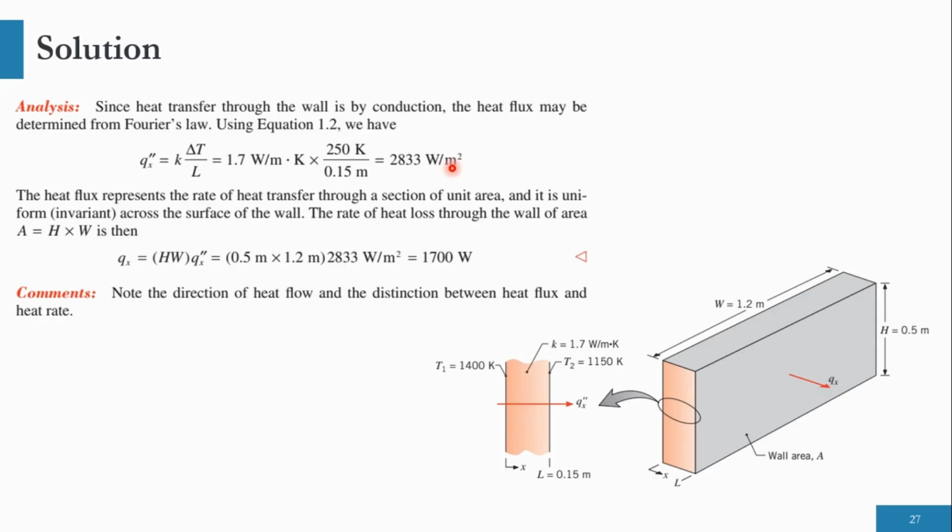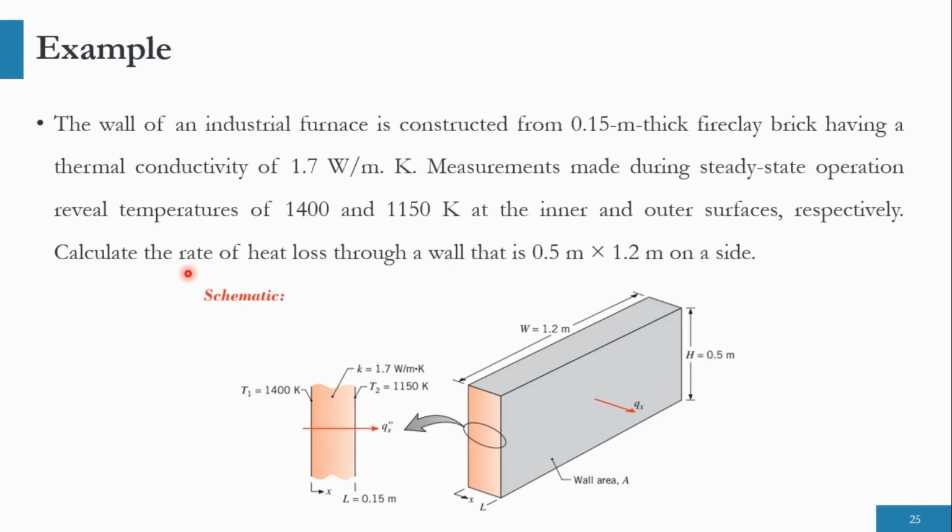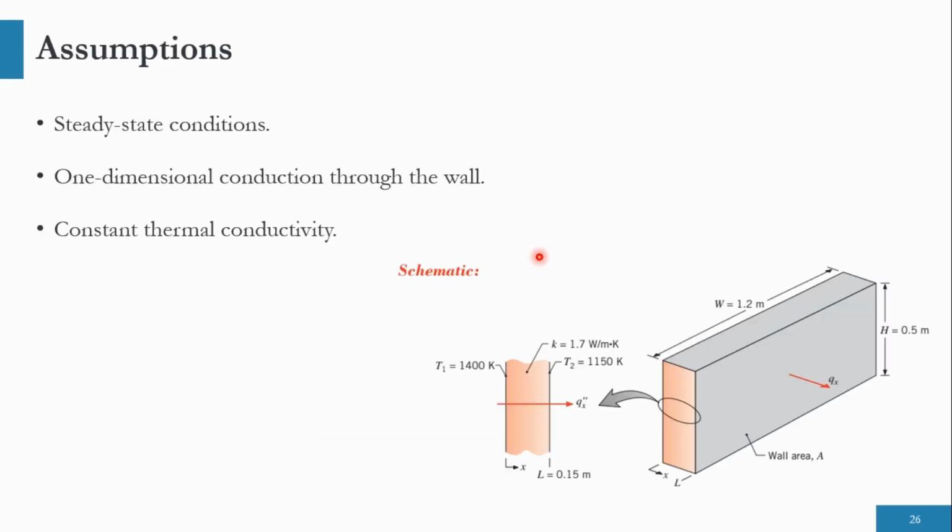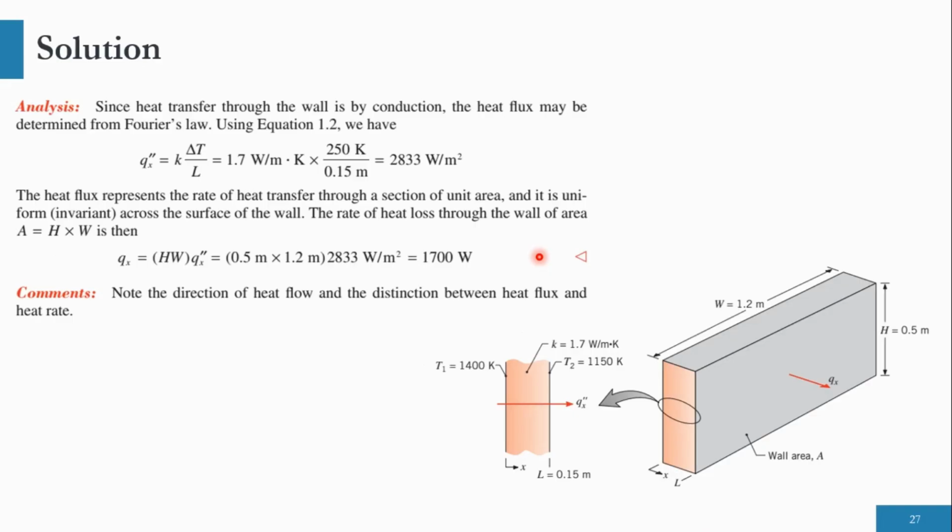Now if we multiply this quantity with the area, which is height times width, height is 0.5 meter, width is 1.2 meter, multiplying with the flux, we get 1700 watt. So this is the total rate of heat loss through the wall. This is how Fourier law is described in today's video, and we have solved an example related to it. So that's it from today's lecture.